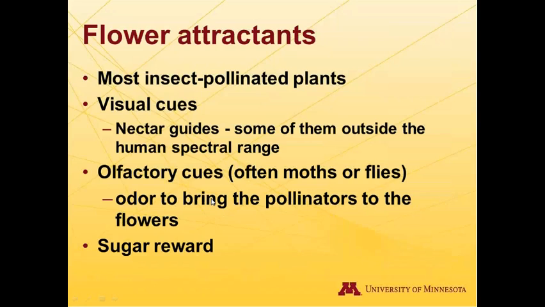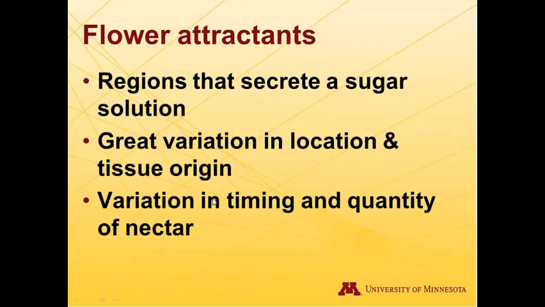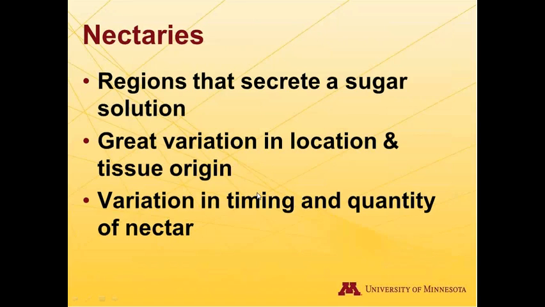And out of this comes this sugar reward from the nectary. And these are cells that secrete a sugar solution, and they're often in different parts of the flower, but often they're a circular thing that runs at the base of that receptacle in the picture that we showed when we started. But also interesting here is the variation in timing.